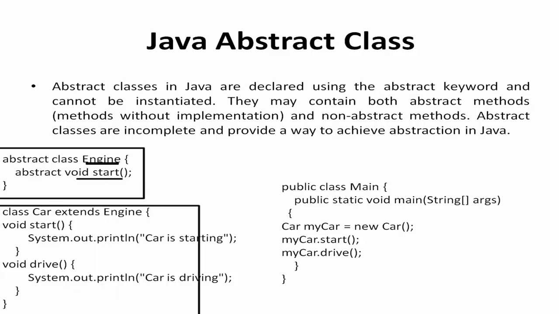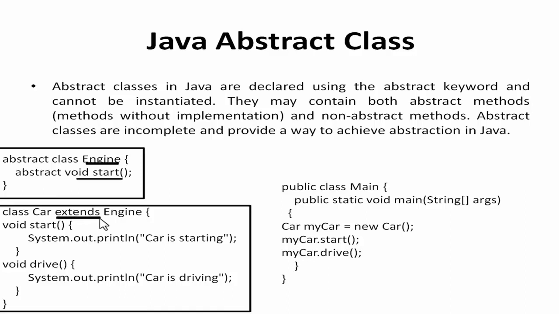So here, you use the extends keyword for inheritance. You use a method called start, where you print "car is starting". Next you declare a method called drive, which prints "car is driving". Then you create a main class within the car. Car is extending Engine, and Engine is the parent class. Now you have created an object for car.